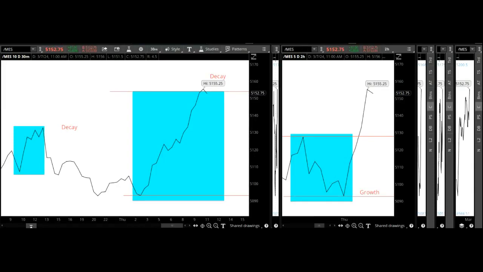On the microgrid is a good example of how you can time the market. Over here, we have a decaying fractal top. The trend goes down. You swing to another time frame. You have a growth fractal. That means the trend is up.